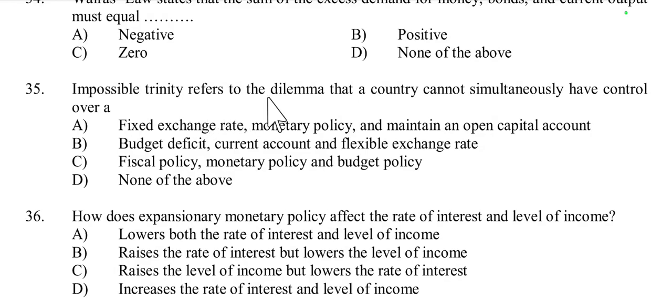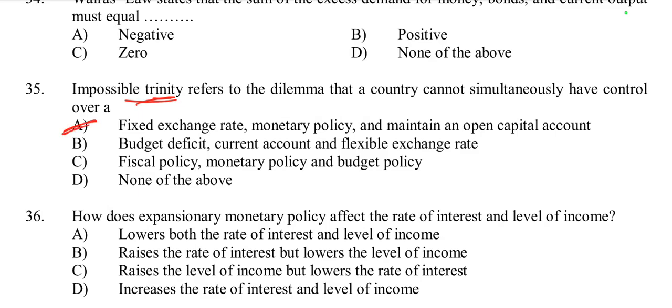Then question number 35. Impossible trinity refers to the dilemma that a country cannot simultaneously have control over all three. So impossible trinity means we cannot achieve the three at a time. Generally, the impossible trinity is also known as the impossible trilemma. It states that a country cannot simultaneously achieve all three goals at a time. So the first one is a fixed exchange rate, independent monetary policy, and an open capital account. Yes, this is the right option.